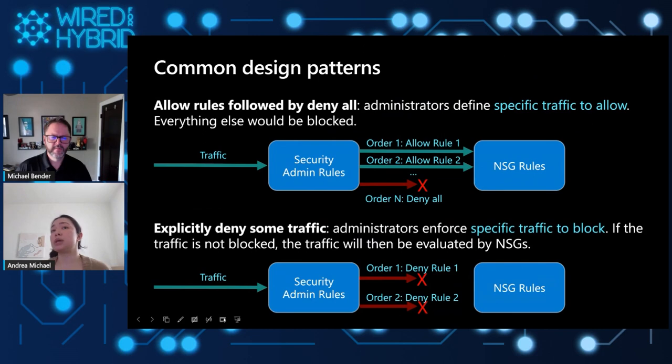So some common design patterns that we've seen with admin rules being applied in folks' environments is, again, that pinhole model, where in general you'll have some admin rules that allow certain traffic through for NSG rules to evaluate down the line, but everything else is blocked by default. So again, you can think of it as a blanket with a pinhole model. Another design pattern that we have seen is just denying certain traffic. Everything else is implicitly allowed through. So the reverse of that.